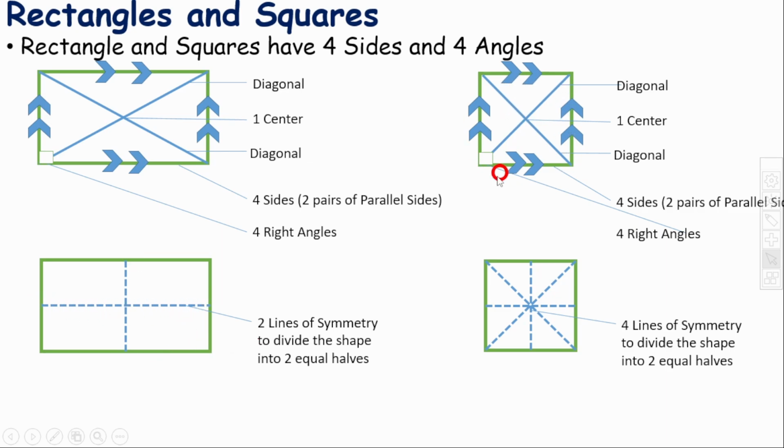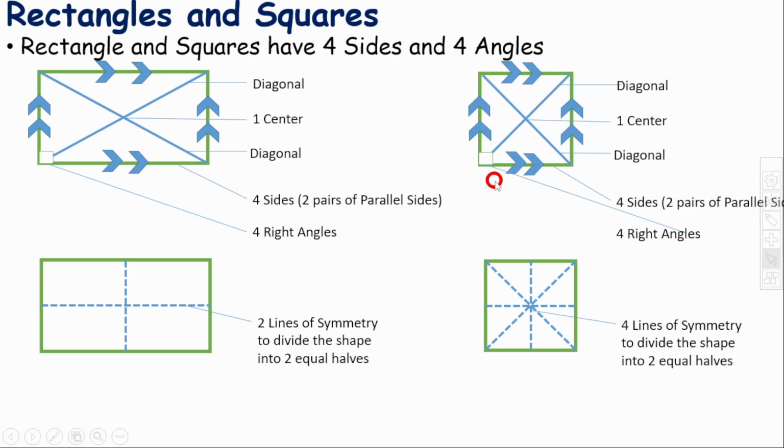Now let's go to the square. The square has two diagonals, one here, one here. It has one center. It has two parallel sides and another two parallel sides, but all the sides are equal. Unlike the rectangle, where two opposite sides are equal, in a square all sides are equal.